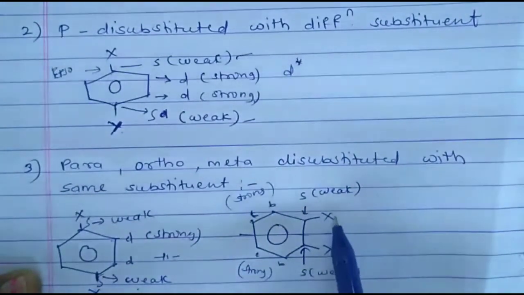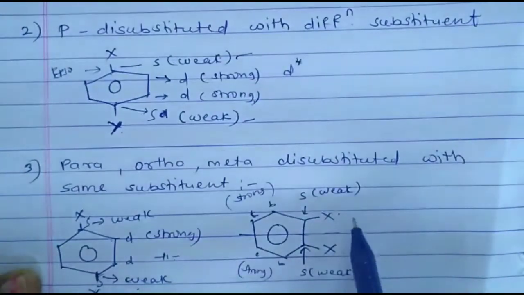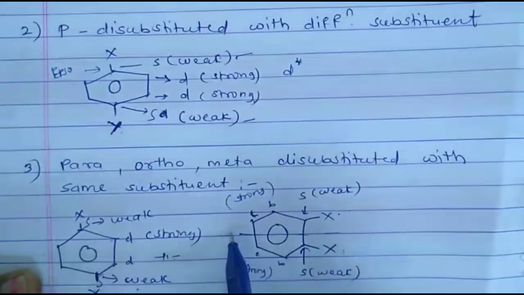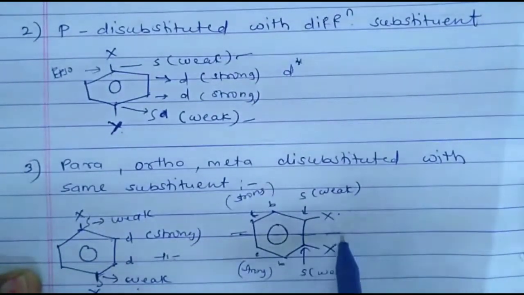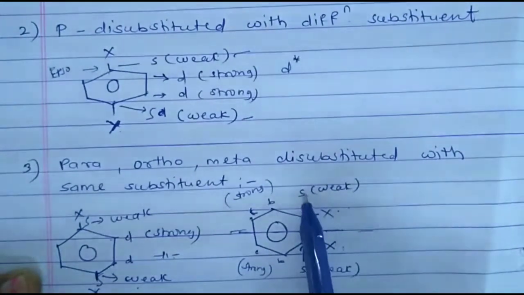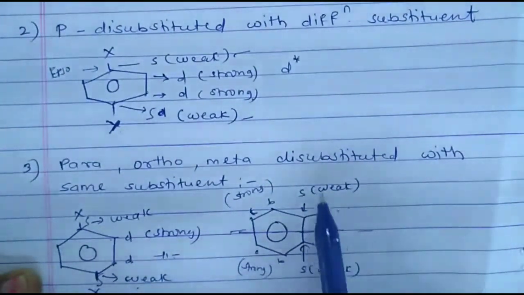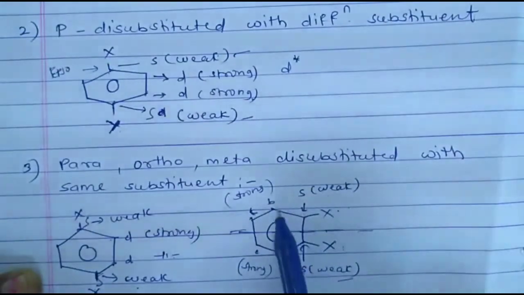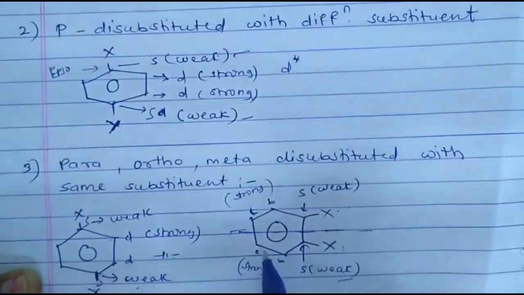If it is disubstituted with the same substituent attached in this manner, we can draw a plane of symmetry like this. That time these two carbons show a singlet and these are weak, and near to that these two show a doublet and these are strong.